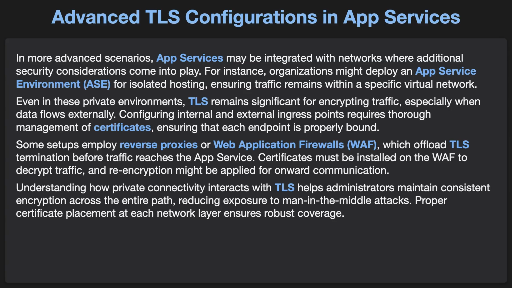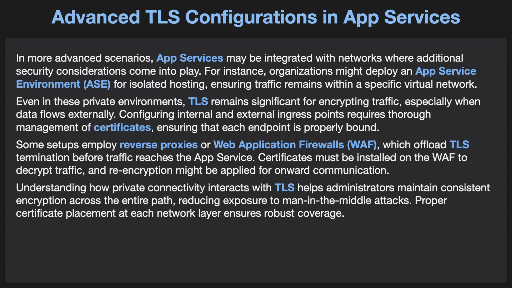In more advanced scenarios, app services may be integrated with networks where additional security considerations come into play. For instance, organizations might deploy an app service environment, ASE, for isolated hosting, ensuring traffic remains within a specific virtual network. Even in these private environments, TLS remains significant for encrypting traffic, especially when data flows externally. Configuring internal and external ingress points requires thorough management of certificates, ensuring that each endpoint is properly bound.